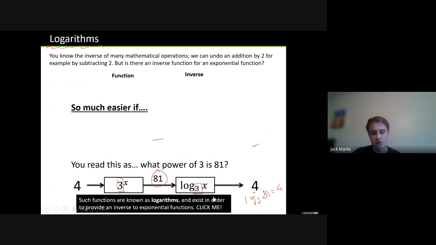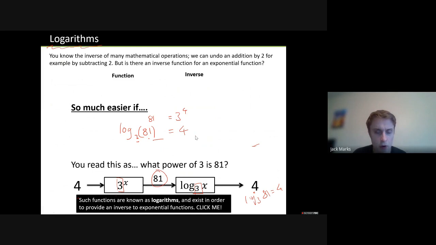A lot of people sort of struggle with this to begin with. So if somebody is asking you this, the way I would interpret this is, what power of 3 is 81? Yeah, 3 to what power will give you 81? Or what power of 3 is 81? Well, we know it's 4, okay, because we know 3 to the power of 4 is 81. So these are then our equivalent statements. 81 is 3 to the power of 4, and log base 3 of 81 is 4 as well.